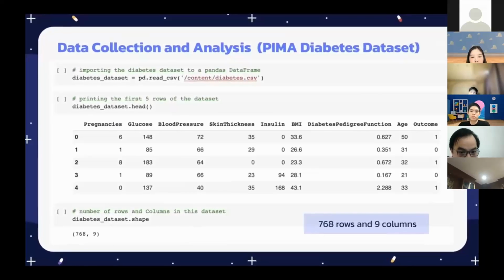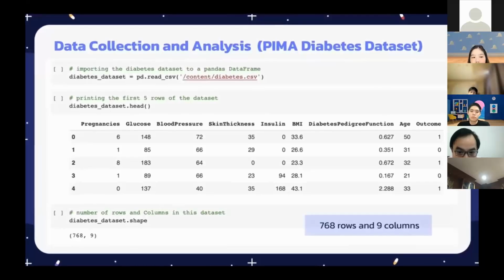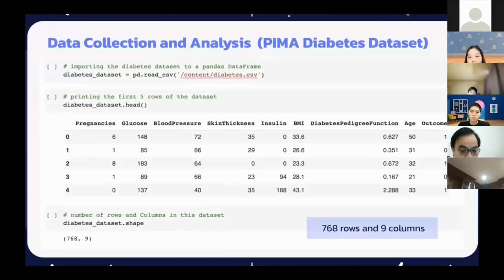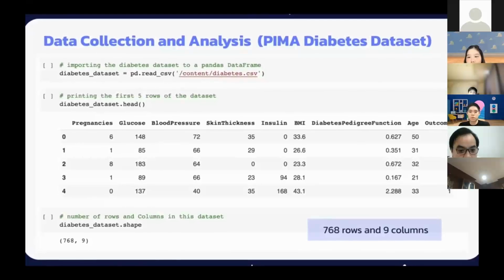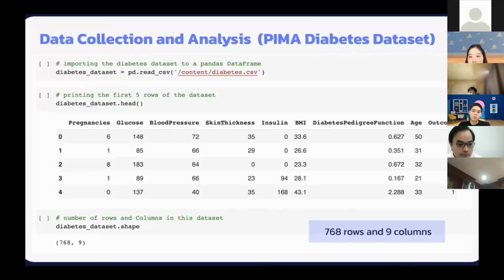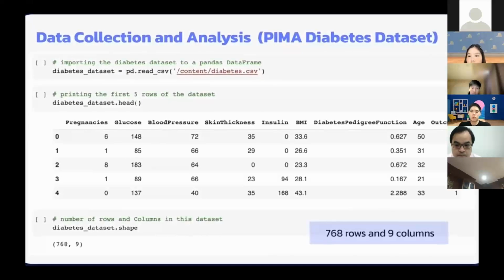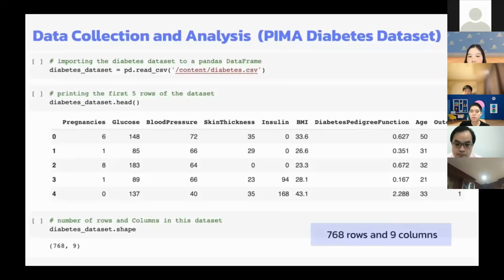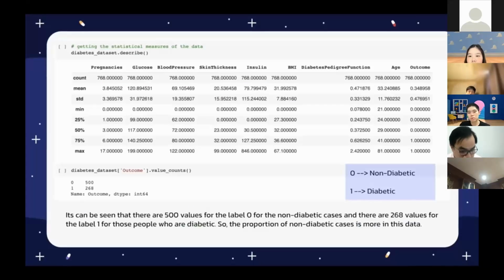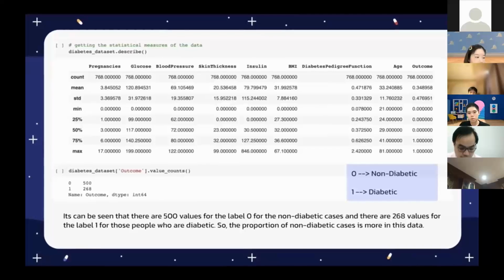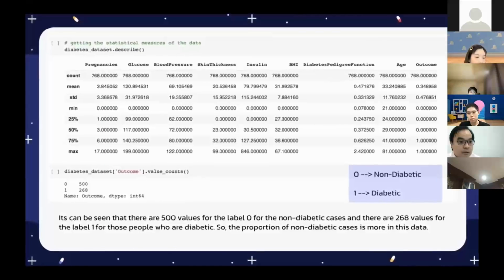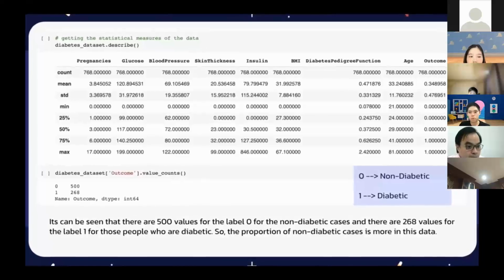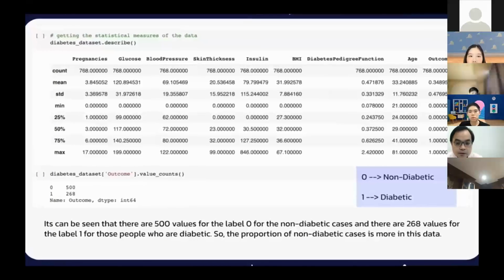9 columns. And 768 rows are the examples, which means the data is taken from 768 people, and the 9 columns represent the features or the parameters or attributes. So these are the medical information that I am going to use for the prediction. This describe function provides the various statistical measures such as the mean, standard deviation, percentiles, minimum and maximum value of the 8 columns.